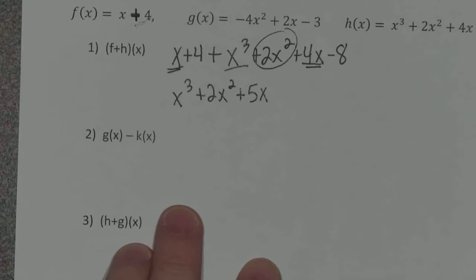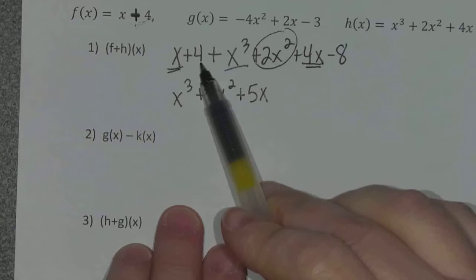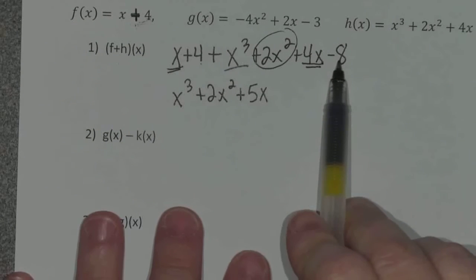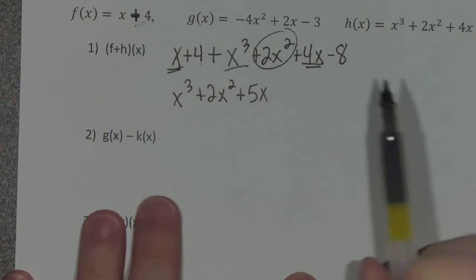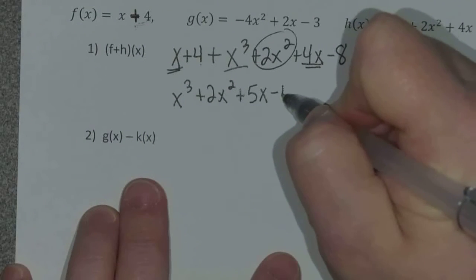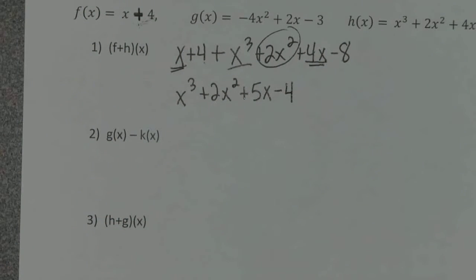And then what about my numbers on the end? I have 4 here minus 8. That would be a negative 4. Anybody want to ask questions on how I did that? Are we good?